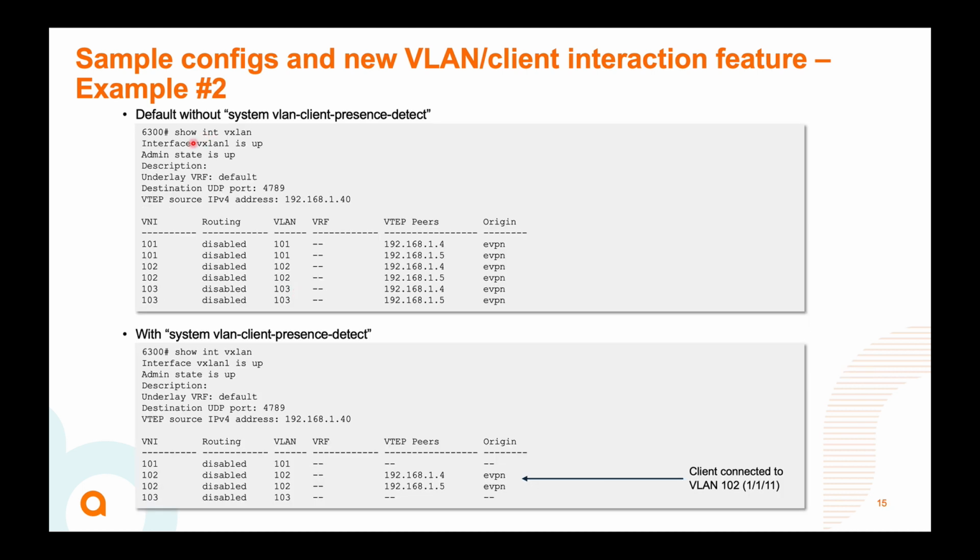Example 2, show interface VXLAN, default without this command, all your VNIs are up and peering with EVPN. With the new command enabled, only VLAN 102 has a client and only that will be enabled with EVPN. The other VNIs 101 and 103, because there's no client connected, will not be up.